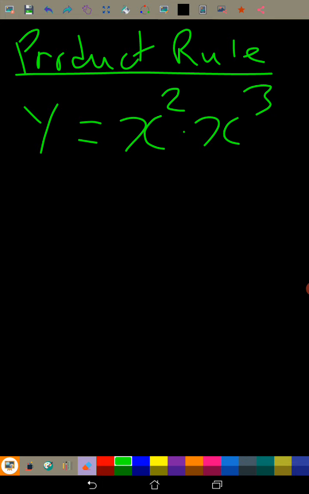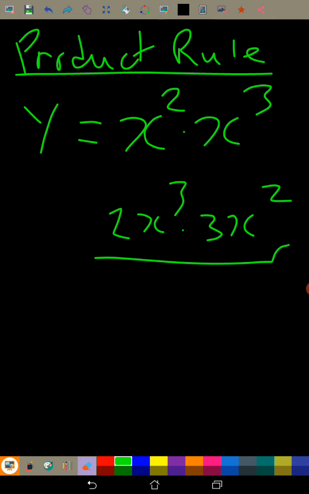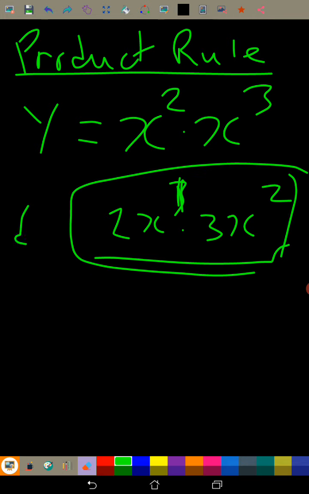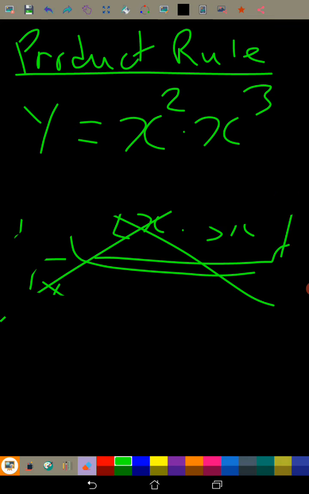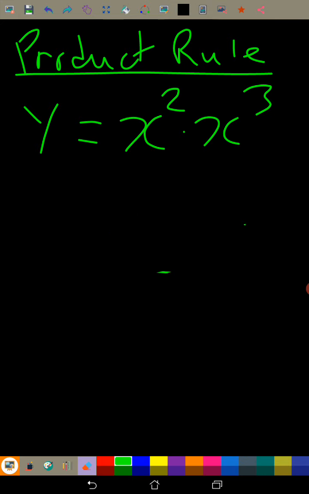We cannot just say 2x times 3x squared. Sorry, 2x to the power 1. Yeah, we cannot just differentiate this like that. This is not going to be good. So there is a way to do it.